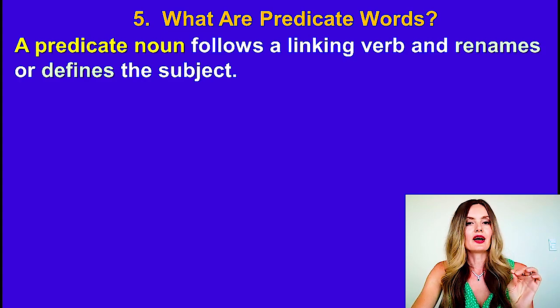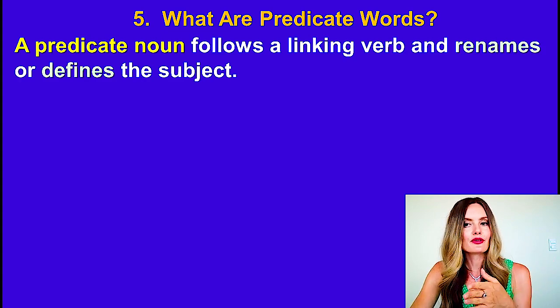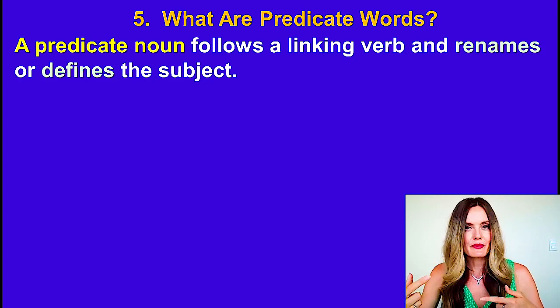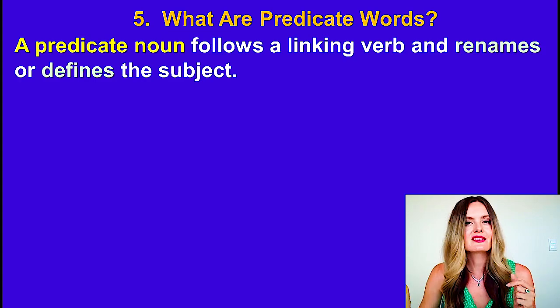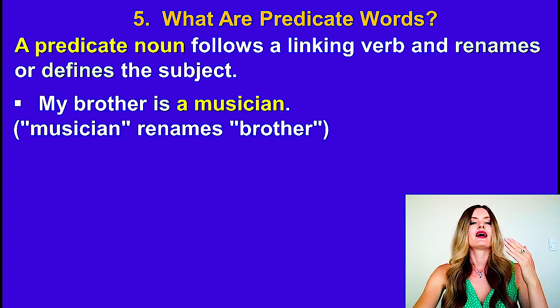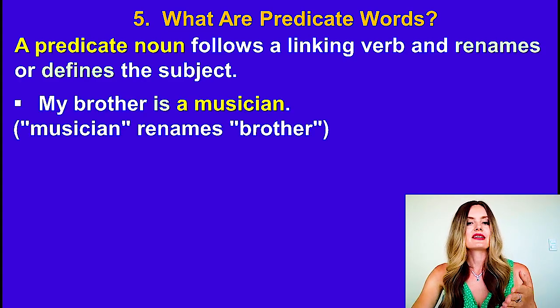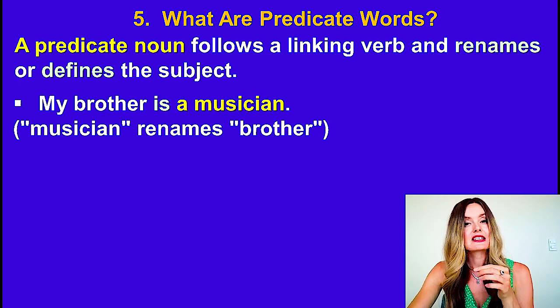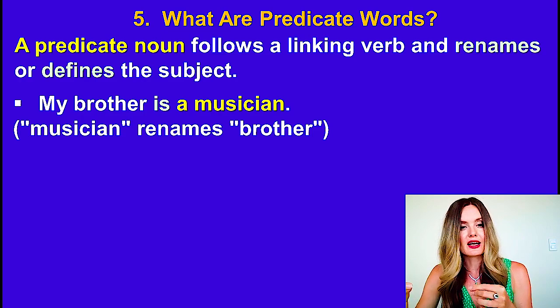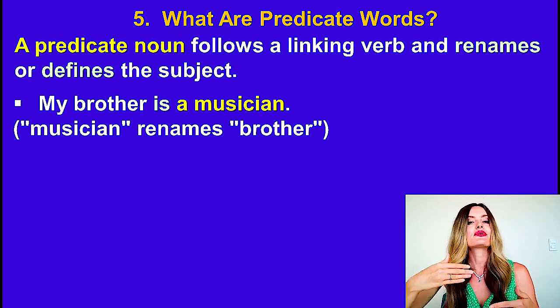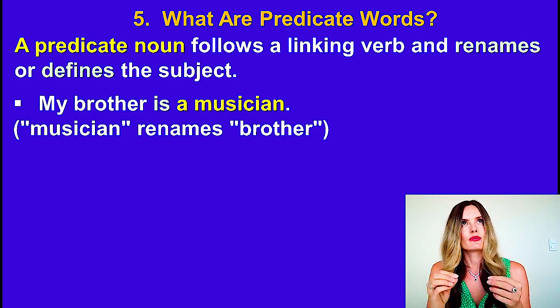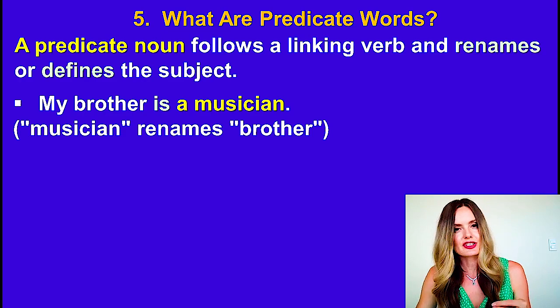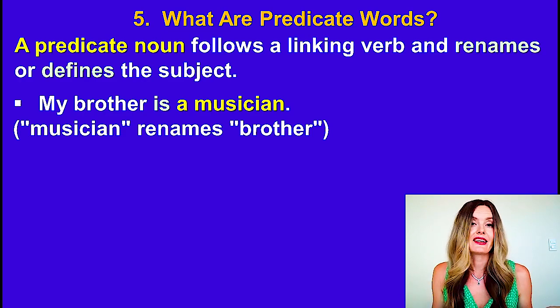So, let's first talk about predicate nouns. A predicate noun follows a linking verb and renames or defines the subject. For example, my brother is a musician. Musician is a predicate noun. It's a predicate word. Specifically, it's a predicate noun. Musician renames brother. So my brother is a musician, and is is a linking verb.